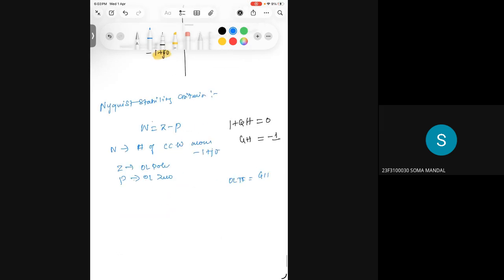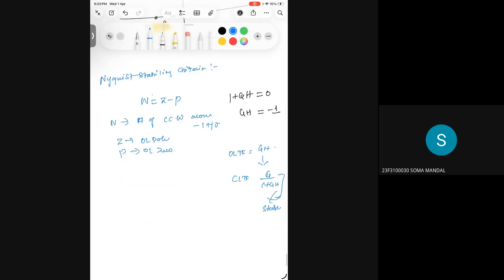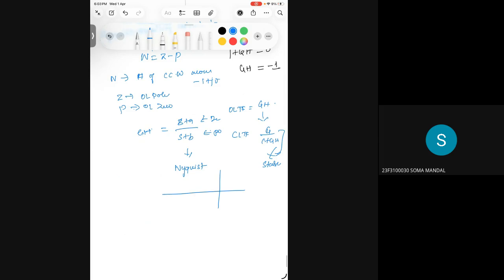With this open loop transfer function, I am going to say whether your closed loop transfer function G by 1 plus GH is stable or not using the Nyquist plot. That's what our idea is. So we only have an idea about GH, its open loop poles and zeros. For example, S plus A by S plus B. This is the open loop zero, this is the open loop pole. And I'm going to do a Nyquist plot and see whether it is encircling minus 1.